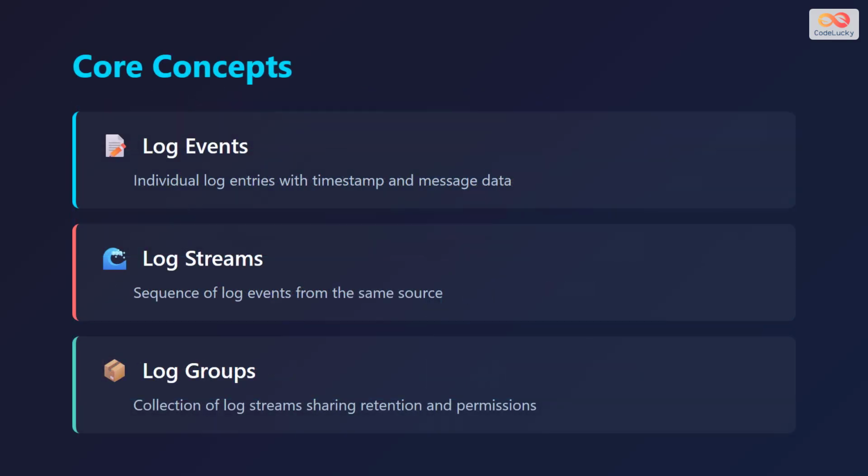To work effectively with CloudWatch Logs, you need to understand 3 core concepts. First are log events, which are individual log entries containing a timestamp and message data. Think of these as single lines in a traditional log file. Next are log streams, which represent a sequence of log events from the same source, such as a specific application instance or server. Finally, log groups are collections of log streams that share the same retention policies, monitoring settings, and access permissions. This hierarchical structure helps you organize and manage logs efficiently.